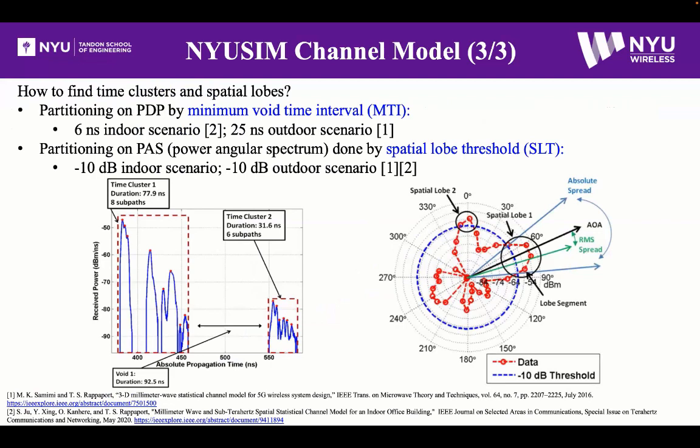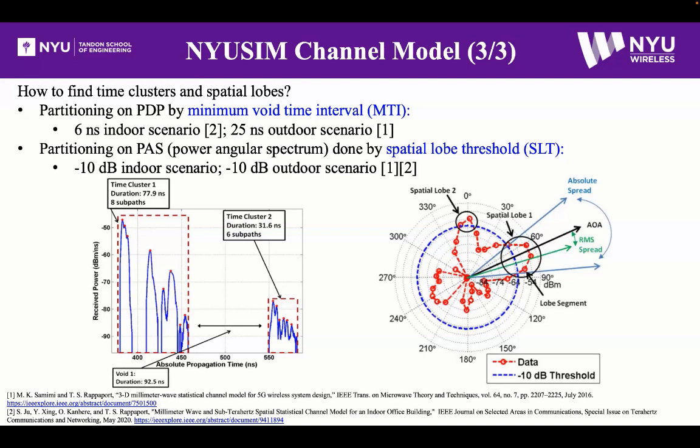On the left figure, you can see that we have partitioned the PDP into two time clusters, and the small red dots indicate the multipaths which arrive from different spatial directions. These red dots are plotted in the power angular spectrum on the right. The power angular spectrum is then also used to figure out the number of spatial lobes that can exist in the channel. The number of time clusters, in this case 2, and the number of spatial lobes, again in this example 2, depend on the thresholds that we usually choose when we create the channel models.